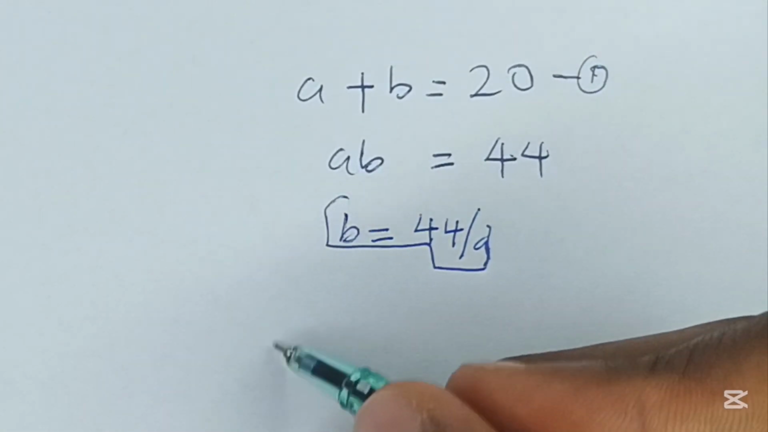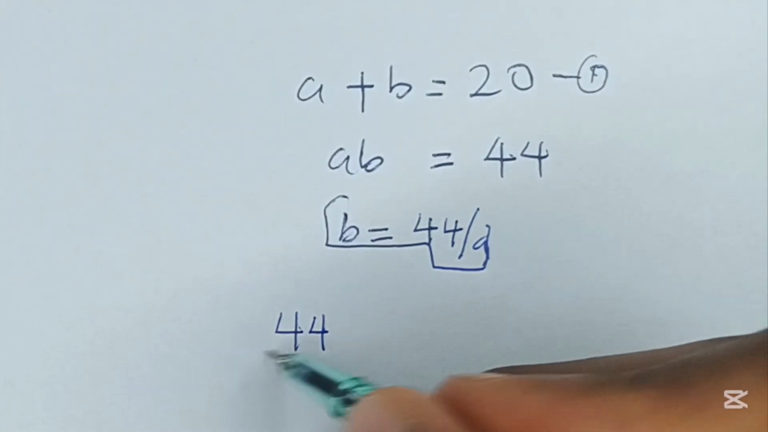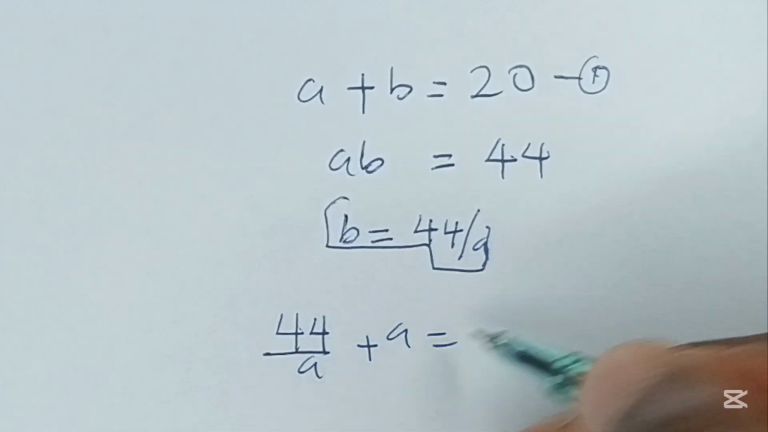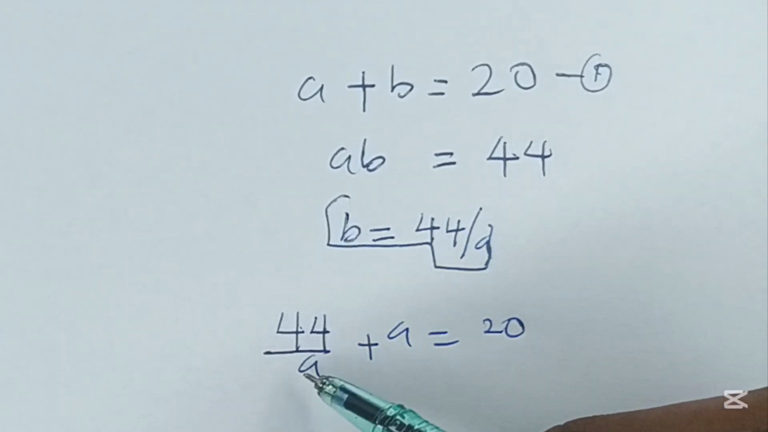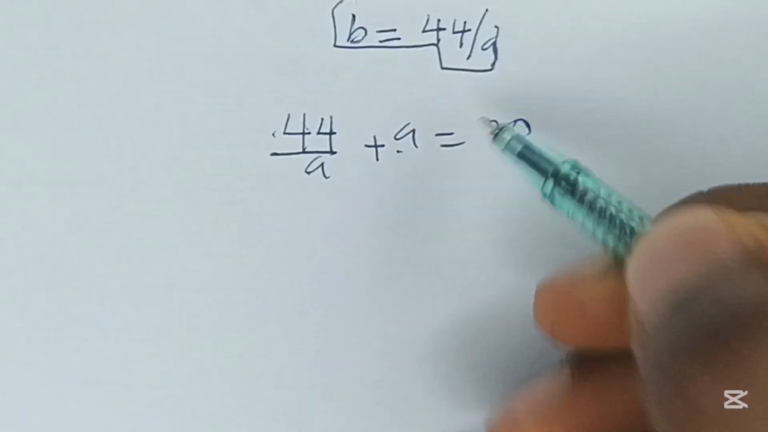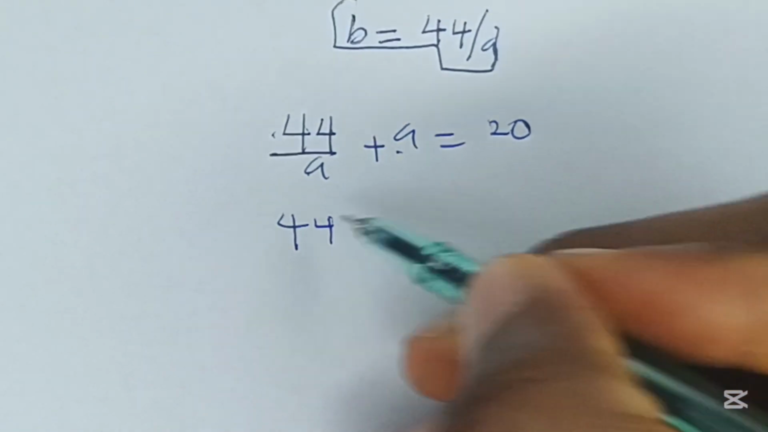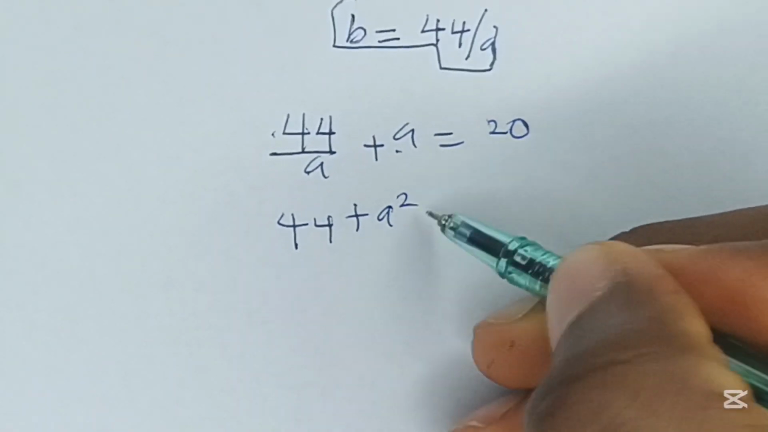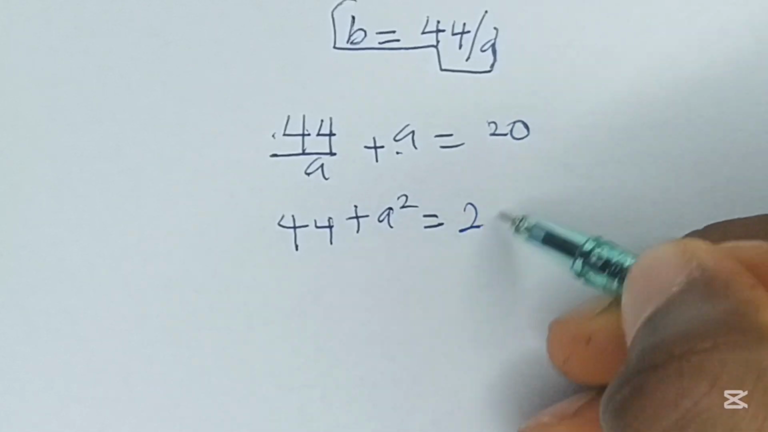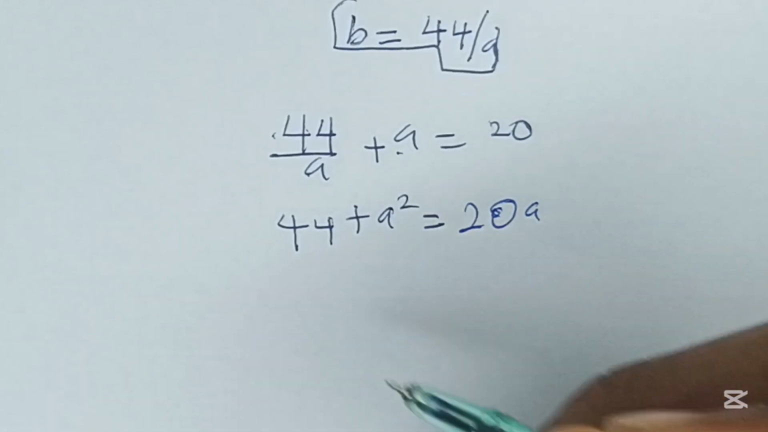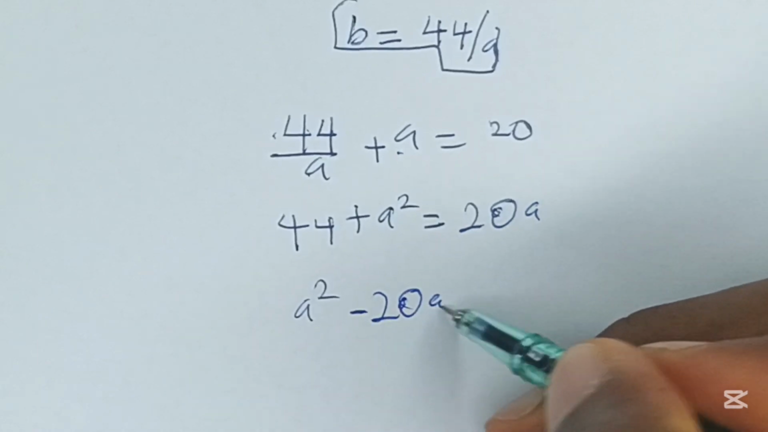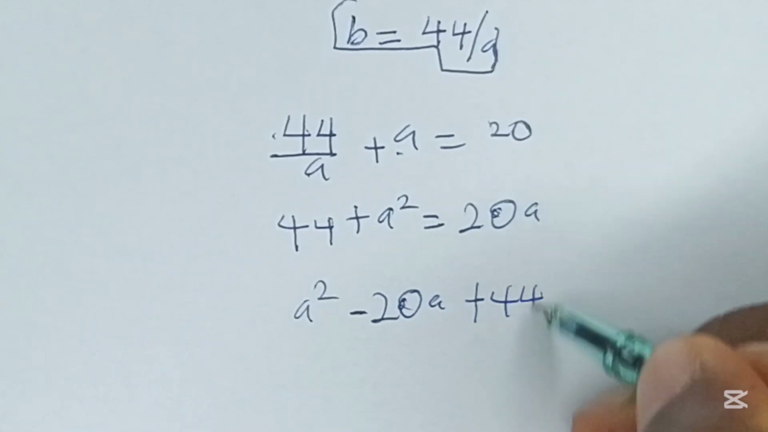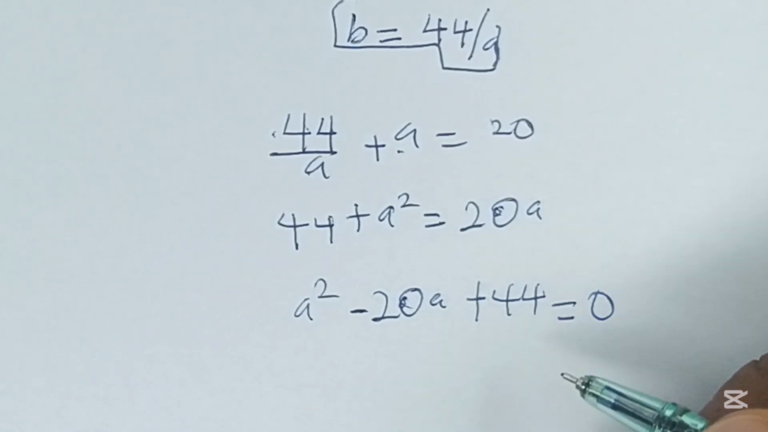Alright? Then we can say 44 over a plus a is equal to 20. Alright? Multiply each term with a. Alright? So we have 44 plus a times a is a squared, to be equal to 20 times a is 20a. Now we're going to have a squared minus 20a plus 44 is equal to 0.